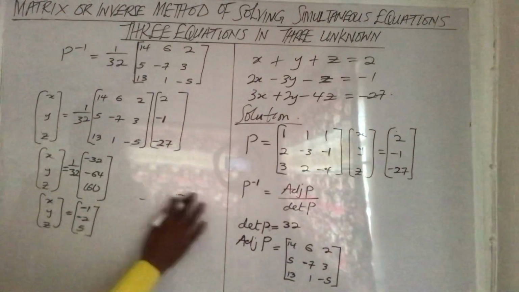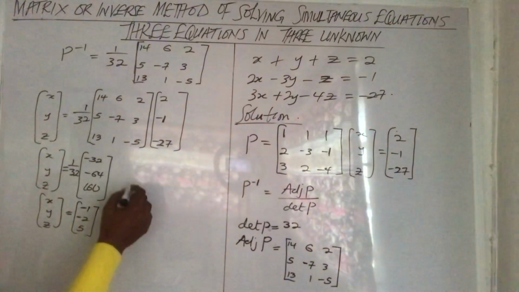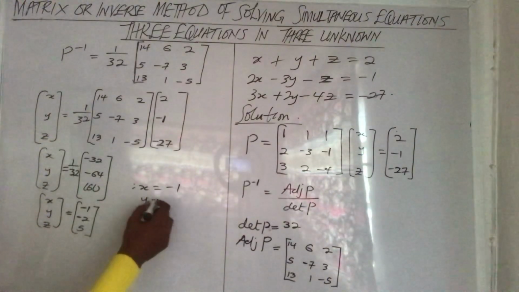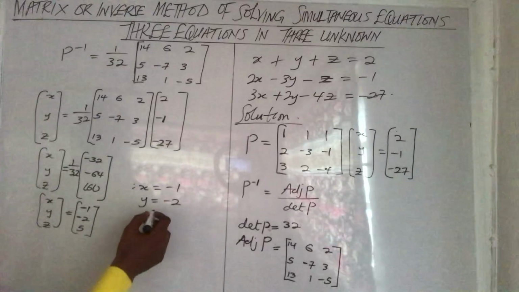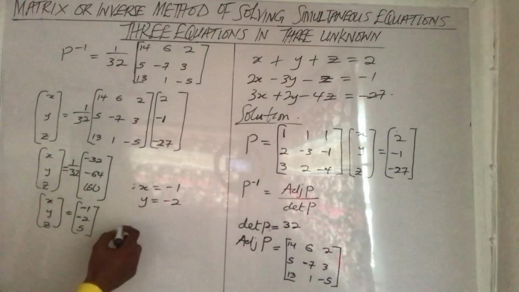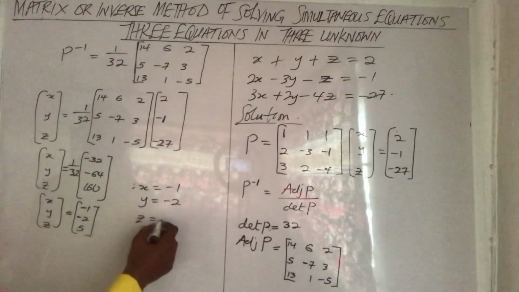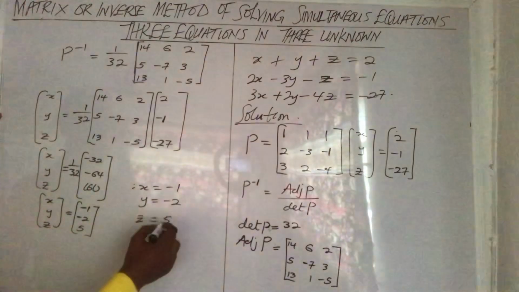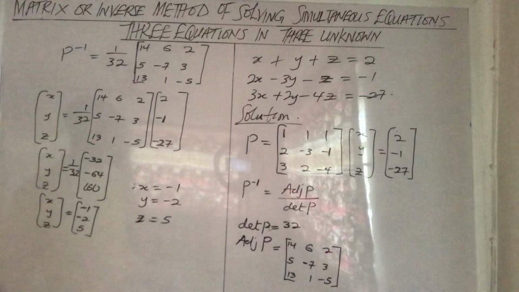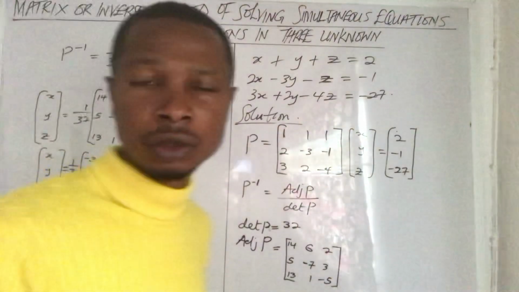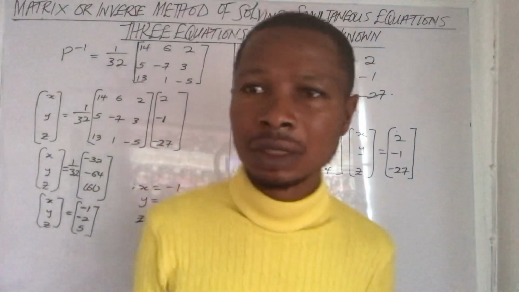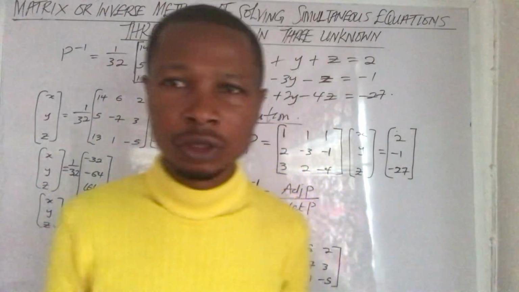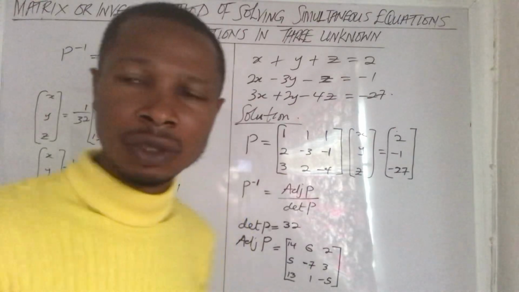Therefore, you can now write in this place, our x is minus 1, y is minus 2, then z is 5. So this is how you use the inverse or matrix method to solve simultaneous equations. This is an example of using the matrix or inverse method of solving simultaneous equations. We continue in our next lesson.